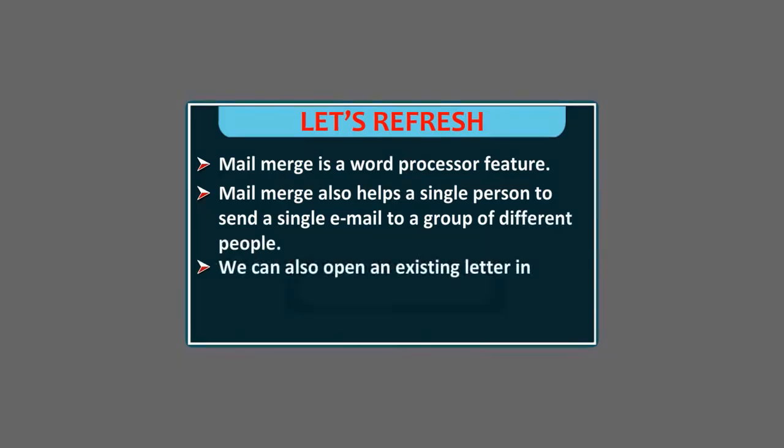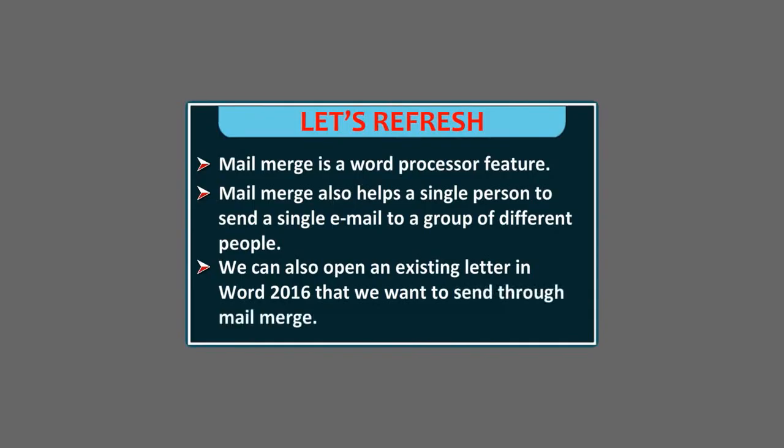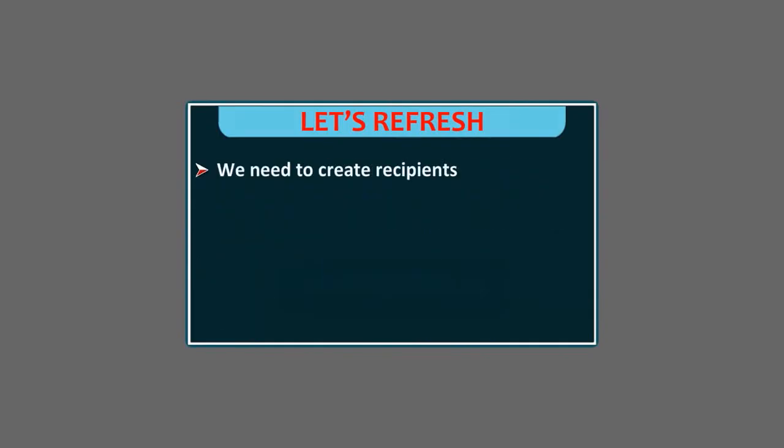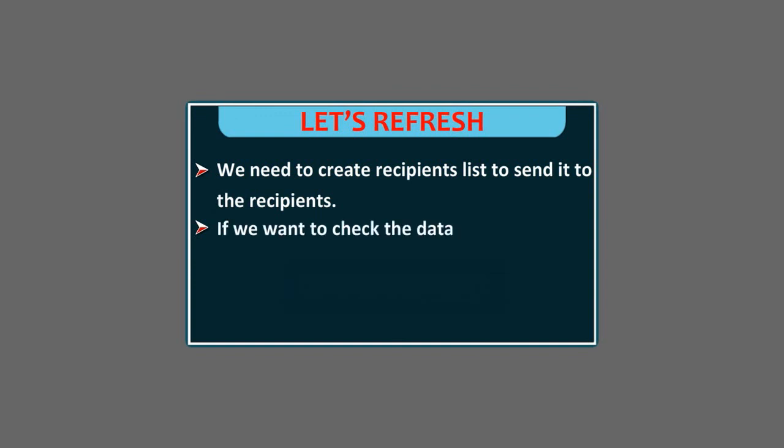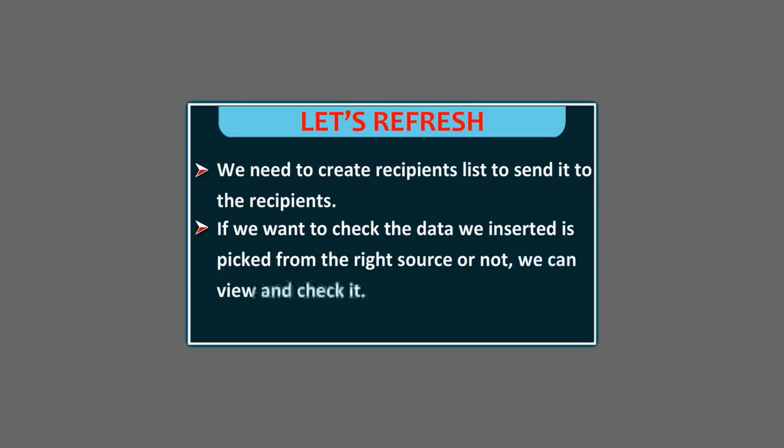We can also open an existing letter in Word 2016 that we want to send through mail merge. We need to create recipients list to send it to the recipients. If we want to check the data we inserted is picked from the right source or not, we can view and check it. After the letter is ready, we can print it.